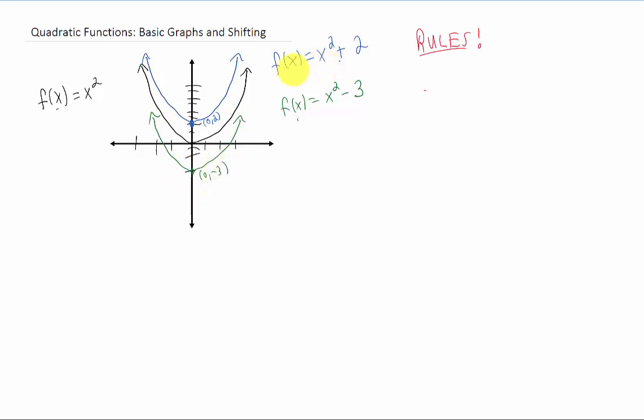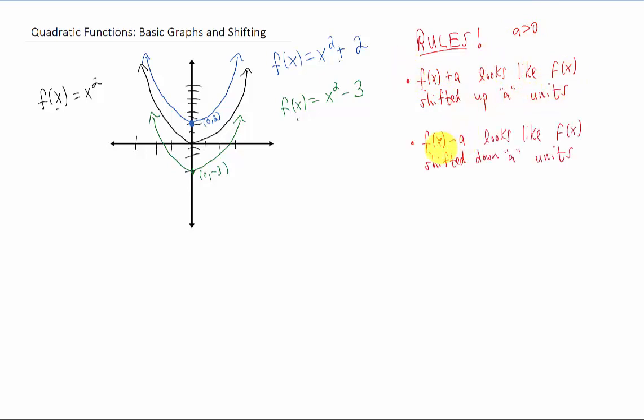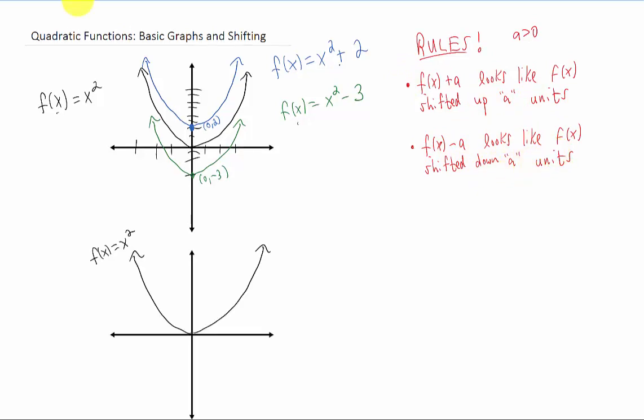This isn't a special property of quadratic functions. If we add 2 to any function, it'll shift it up 2 units, and if we subtract 3 from any function, it'll shift it down 3 units. So we're demonstrating some general rules of how to shift functions around. If we think of a as a positive number, then the function f of x plus a is just the function f of x, but shifted up a units. And if we subtract a from a function, it just looks like that same function, but shifted down a units.